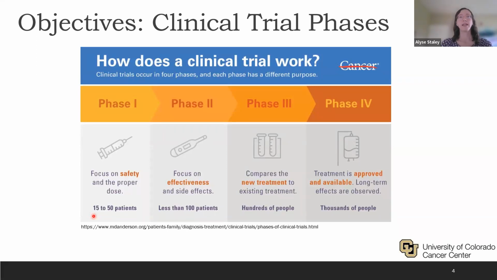If a drug is deemed to be safe, it can then move on to phase 2, which assesses its effectiveness. And this is a slightly larger trial. Then if the drug is deemed to be both safe and effective, it can go on to phase 3, which compares the new treatment to existing treatments. This is the largest phase and is generally in the format of a randomized controlled trial. Finally, once the drug is FDA approved and is being prescribed by physicians, it then enters phase 4, where the long-term side effects are observed in the general population.